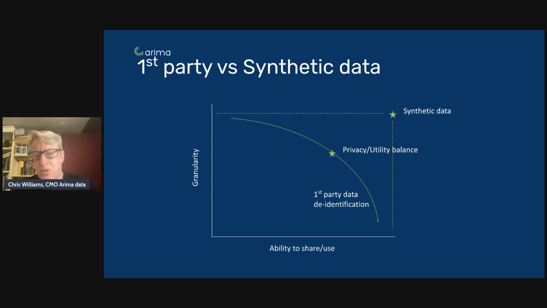But in order to use that data on the data utility scale, you actually have to start losing some of that data in order to make it functional from a privacy perspective. And that's the curve. And as you lose certain parts of that data, the utility, the ability to use it and share it, for instance, actually goes up, but the amount of data within it goes down. So of course, you're de-identifying the data. You're removing names and email addresses and phone numbers and cell phone numbers and all sorts of things in your database in order to make it usable.